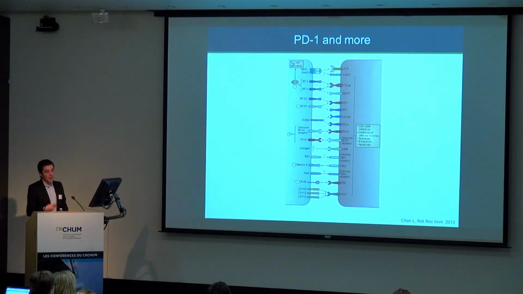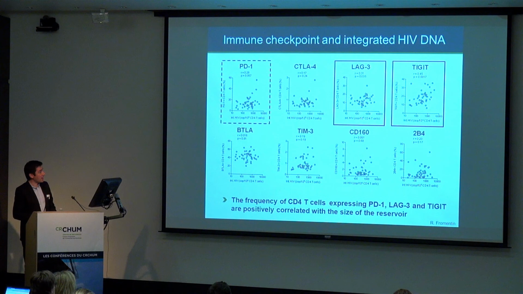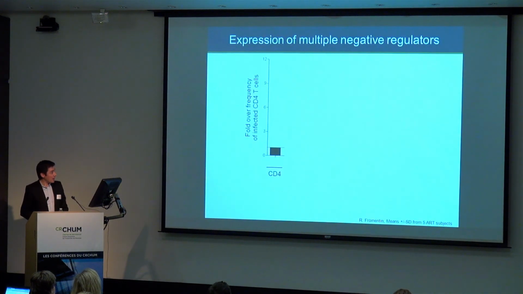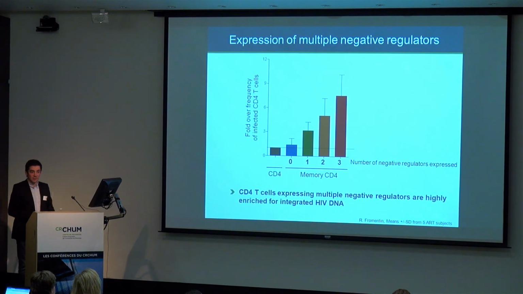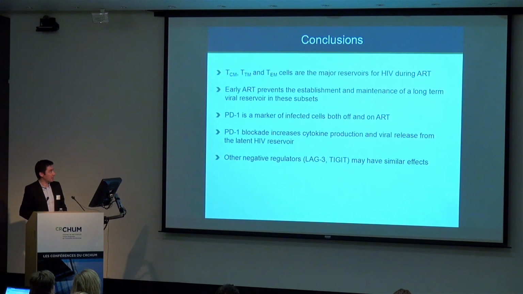PD-1 is not the only one. There are many other negative regulators that have been described. And again, in collaboration with Remy, but also with Sharon, with Steve Dix at UCSF and all the people there, we measured 8 negative regulators and correlated them with the size of the reservoir. We identified 2 new negative regulators, LAG3 and TIGIT. And when Remy did the sorts on these different molecules, he was able to show that the more a CD4 T cell expresses these negative regulators, the more it's going to be enriched for the viral reservoir. So again, that suggests that those negative regulators play an important role in HIV persistence during antiretroviral therapy.